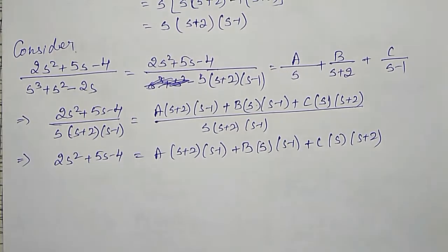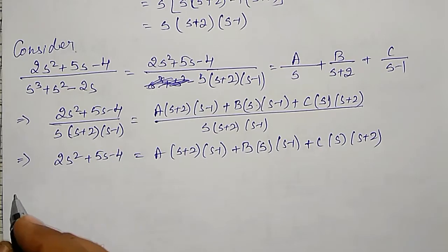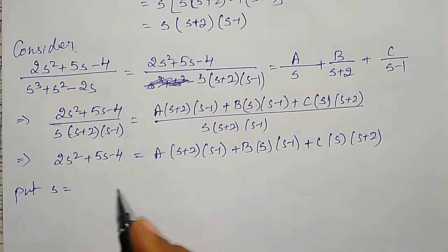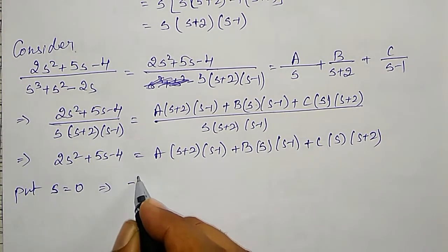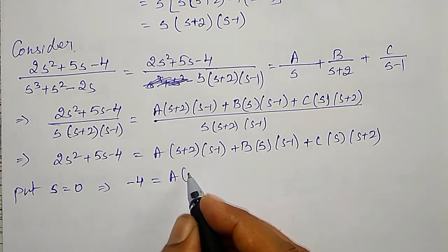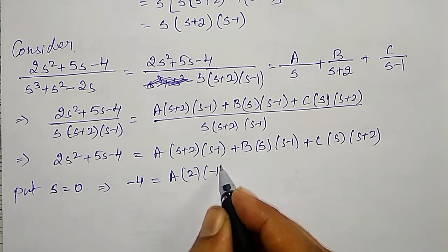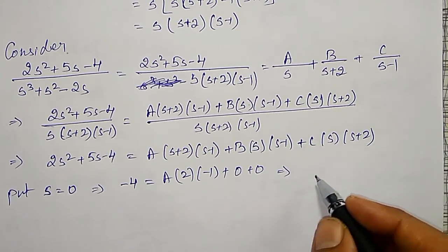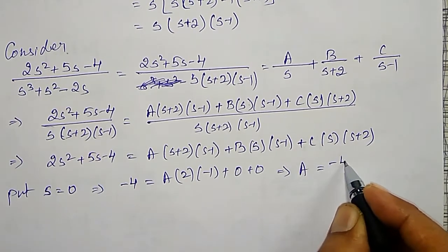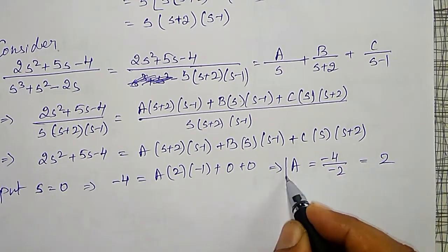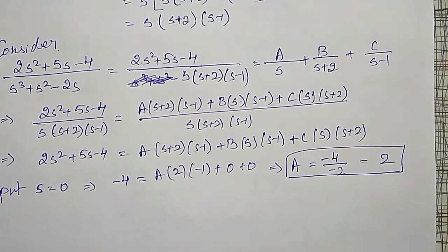To find out the values of A, B, C, let me put first s is equal to 0. At s is equal to 0, on this side minus 4 equal to A into 0 plus 2, 0 minus 1, plus the other terms are 0, which implies A is equal to minus 4 divided by minus 2, that is equal to plus 2. A is equal to plus 2 I am getting.